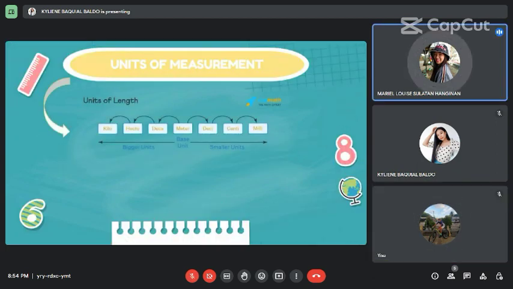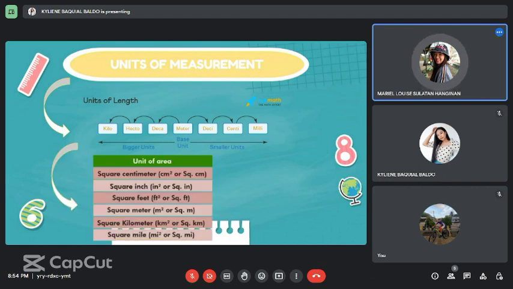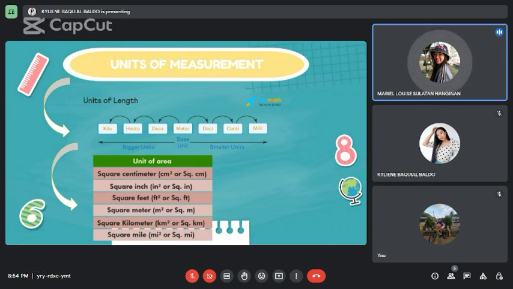Units of measurement. So, what are units of measurement? There are units of length: kilo, hecto, deca, deci, centi, and milli. So, what are units of area? There are square centimeter, square inch, square feet, square meter, square kilometer, and square mile.